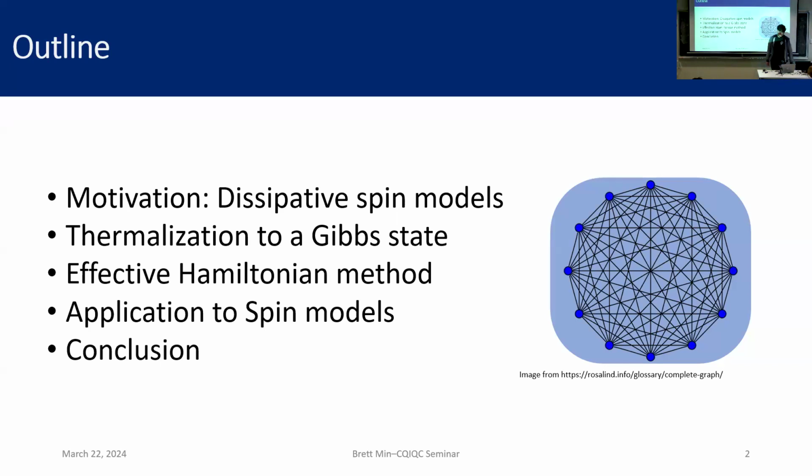So I'll go through the outline of my talk. First, I'd like to discuss why we want to study dissipated spin models. And then I'd like to talk about something that we all know, which is the thermalization to a Gibbs state. And then I'll introduce this model that Nick developed, which is called the effective Hamiltonian method, that allows us to study a quantum system that is strongly coupled to its environment. And I'll use this method to apply to various types of spin models, and then I'll conclude.